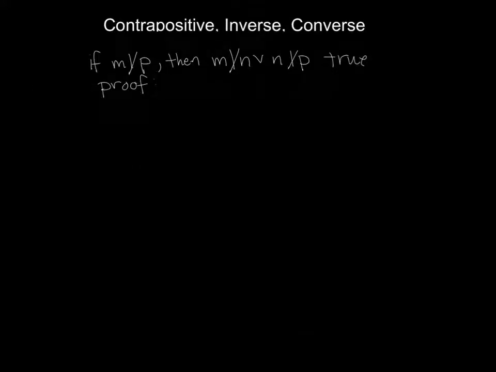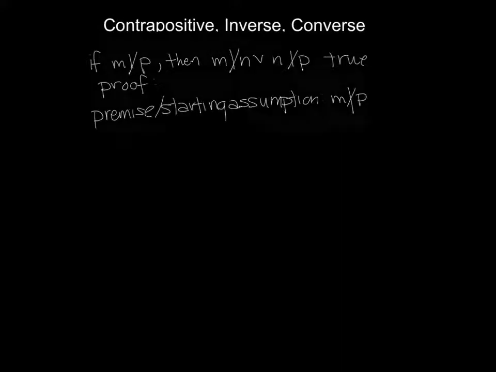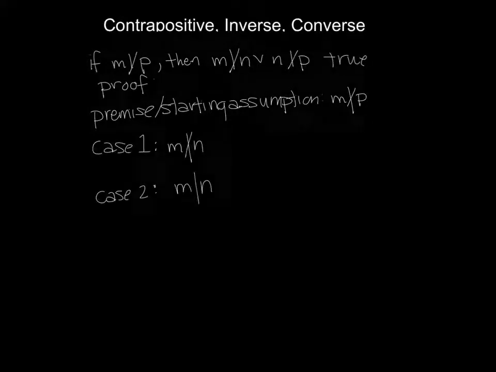On the last slide, I said I would show a proof. If m does not divide p, then either m does not divide n or n does not divide p. So I start just by rewriting my starting assumption that m does not divide p, just so that I am very clear and I have that staring at me. I am going to approach this proof by breaking this up into two cases, and my case is inspired here by the conclusion I wanted to prove.